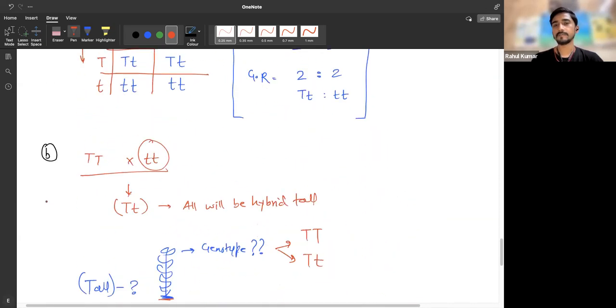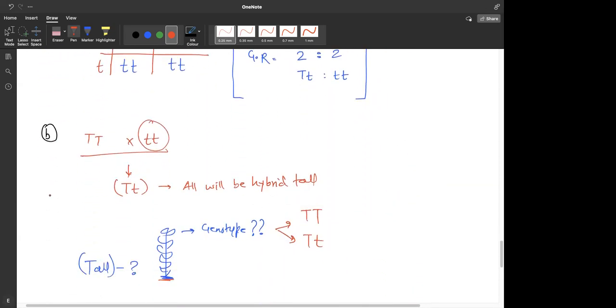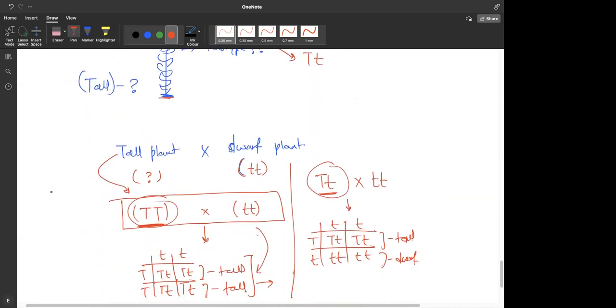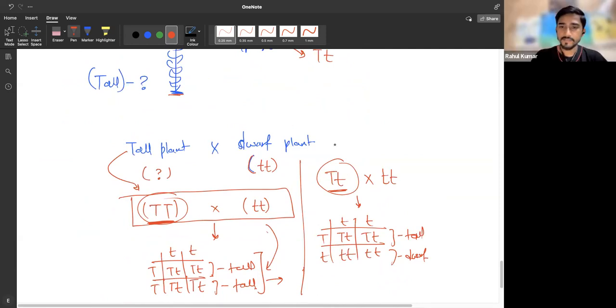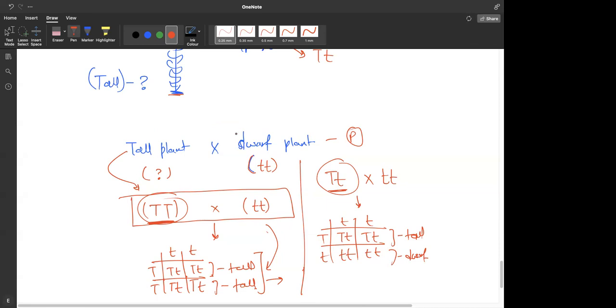Anyone still have any doubt? No, sir, it's clear. Fatima, you have some doubt? So, sir, by seeing the F2 generation, right? F1, let's say these are the parents. But just by looking at the next generation's phenotype, we can tell about the previous parent generation's genotype. Handy. Good thing, right?